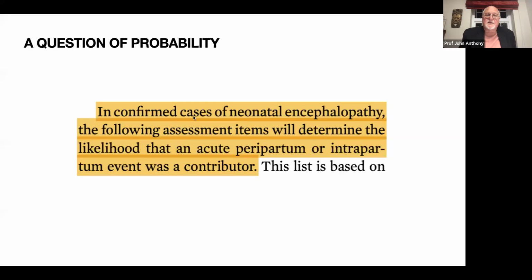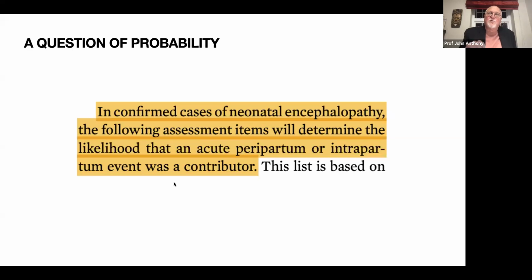And they say that in confirmed cases of neonatal encephalopathy, the following assessment items will determine the likelihood that an acute peripartum or intrapartum event was a contributor. And this is now what I think is important: likelihood, probability. Many people have tried to use this document that I'm just talking about now as a sort of tick sheet, that if you haven't ticked every block in this, as far as they're concerned, you haven't established the fact that an adverse outcome can be linked to an intrapartum event. It's not what the Americans are saying.